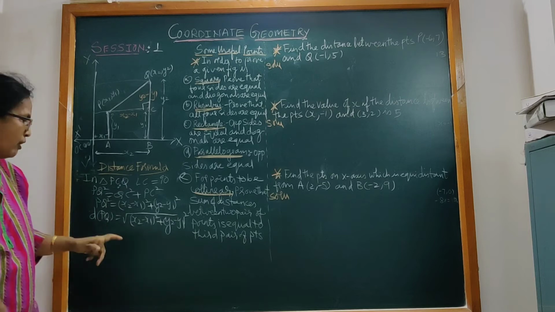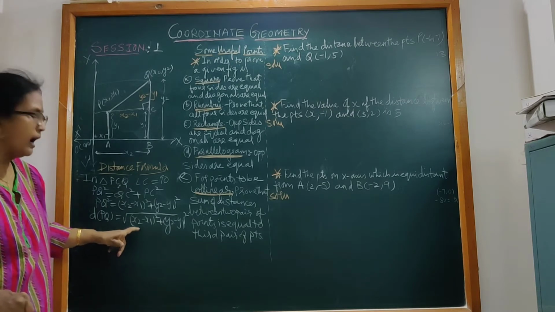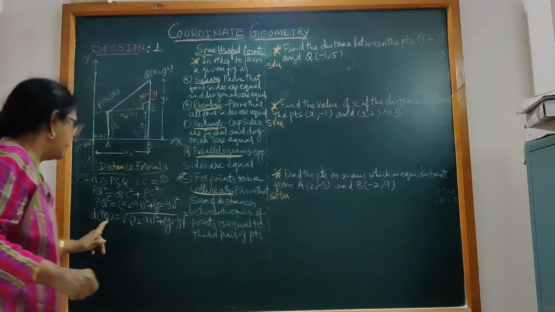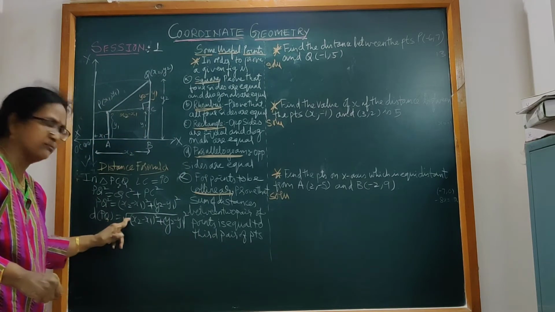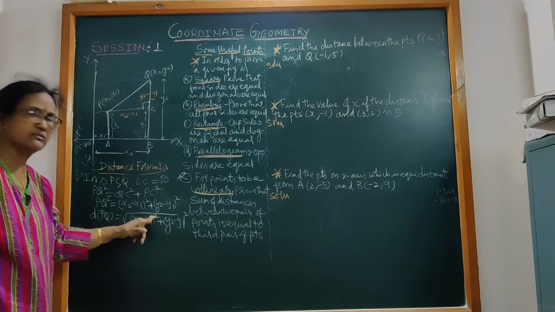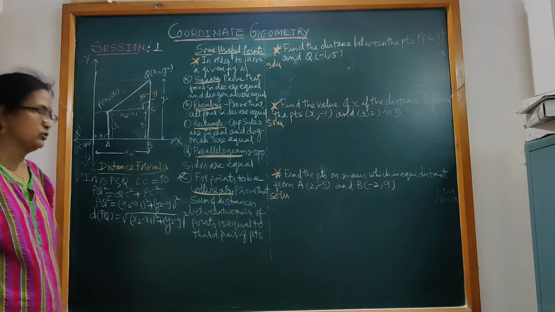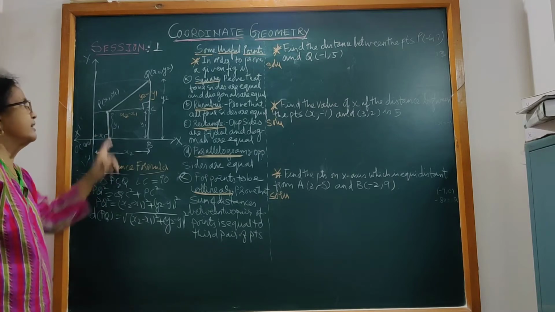So this is your distance. To find the distance PQ, the square became square root: PQ is equal to square root of (x2 minus x1) the whole square plus (y2 minus y1) the whole square. So this was your distance formula.